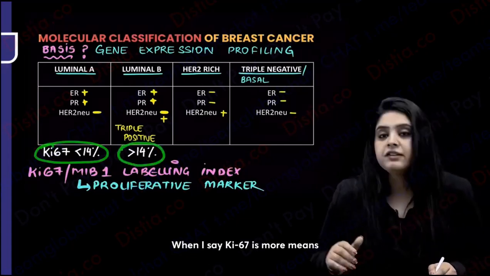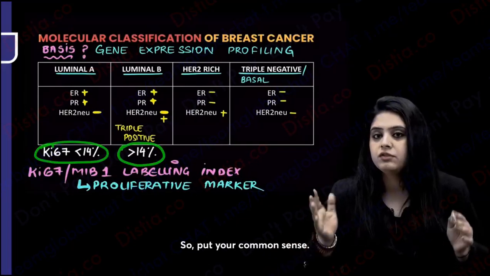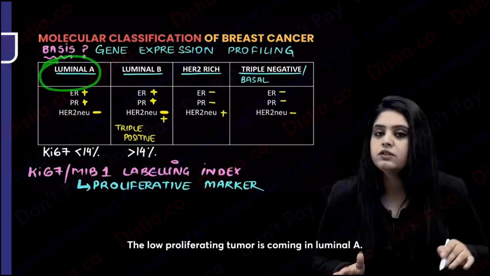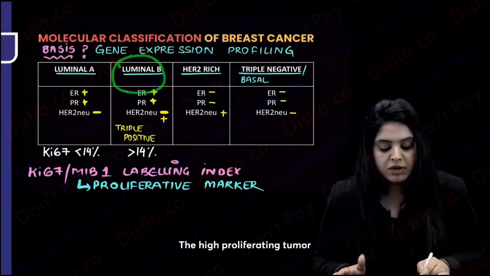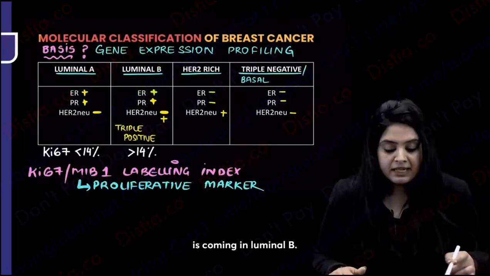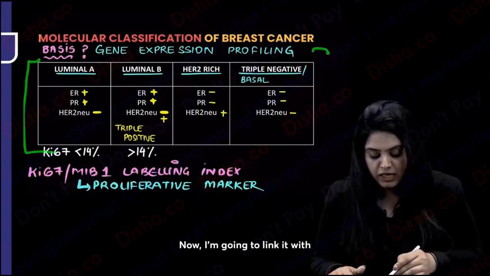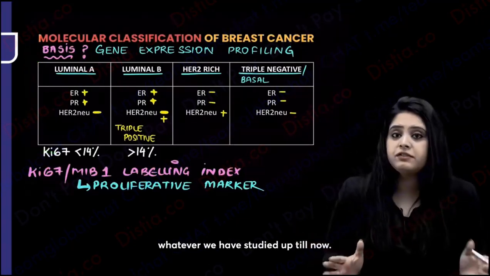When I say Ki67 is more, it means it's more proliferating. So put your common sense. The low proliferating tumors come in luminal A. The high proliferating tumors come in luminal B. That's your first classification. Now I'm going to link it with whatever we have studied up till now.